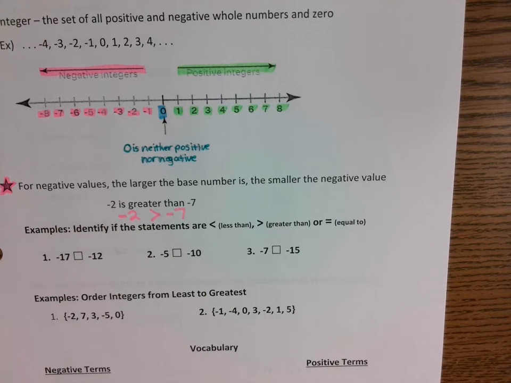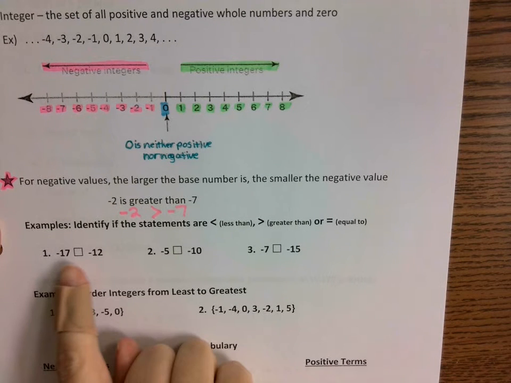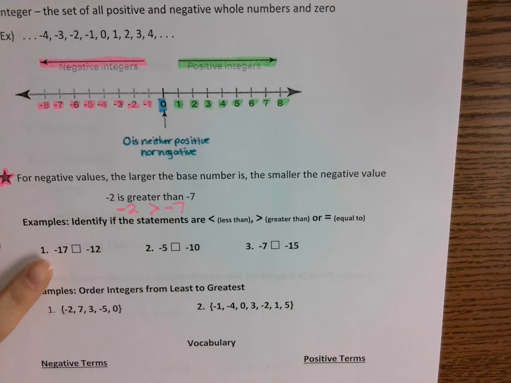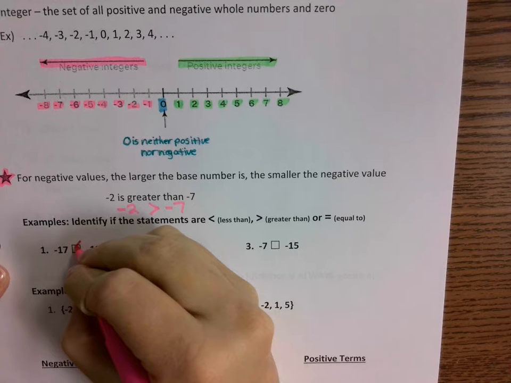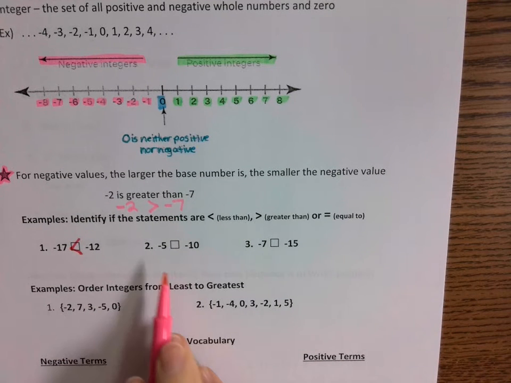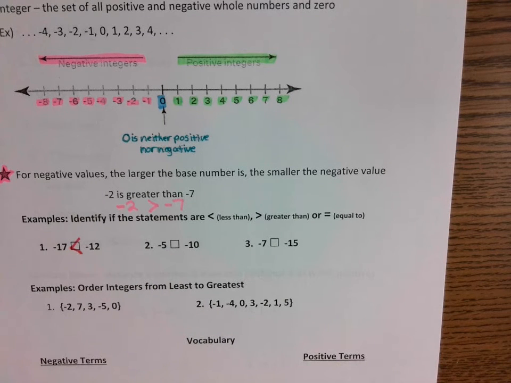All right, let's go over problem number 1. -17 is blank to -12. Is -17 less than, greater than, or equal? Less than. It is a less than symbol, so we're going to put the little arrow pointing to the left-hand side. For number 2, -5: is -5 less than, greater than, or equal to negative? Greater than, so it's going to point to the right. Very good. And then number 3, -7 compared to... -7 is greater than. Thank you, Kaya. Okay, it is going to be a greater than symbol.